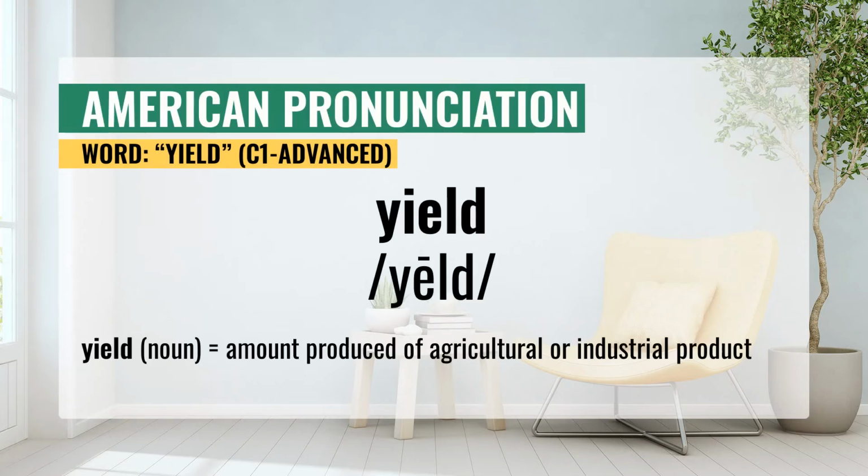American pronunciation. Yield. Yield. Repeat the word after me. As you repeat the word, keep the definition in mind to train your brain to master it. Yield. Say. Yield. Yield means amount produced of agricultural or industrial product. Yield.